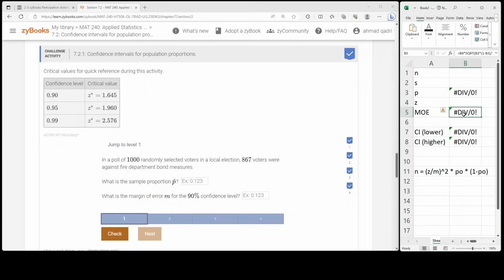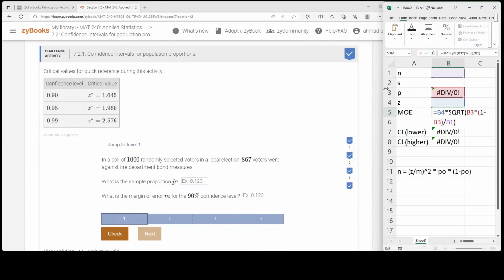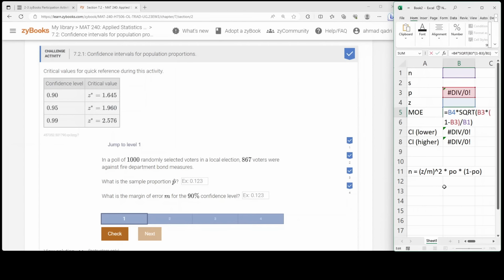So the square root is for all of this expression, and that is what I've entered here. We can see it's this times the square root of this times 1 minus that over n, which is the sample size, right? Okay.